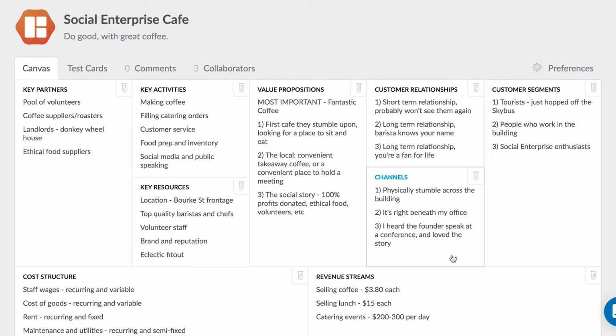For our social enterprise enthusiasts, they probably heard the story before they heard about your business. So it might be that they heard your founder speak at a conference, it might be that they read about you on a social enterprise blog, it might be word of mouth. But generally they will have heard the story before they heard about the coffee. What we see with the social enterprise cafe model is that three different customers can come and order the same cup of coffee for three very different reasons.